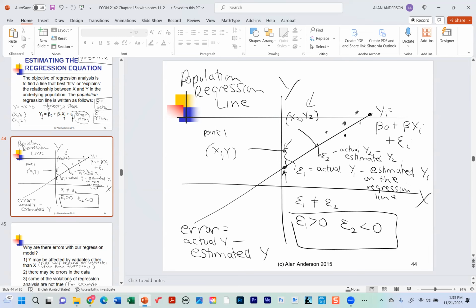In fact, that's what this is supposed to be. It got a little messy, but that error is the difference between the actual value of Y1 and the value that was estimated by the regression line. And you can see it's a positive number.